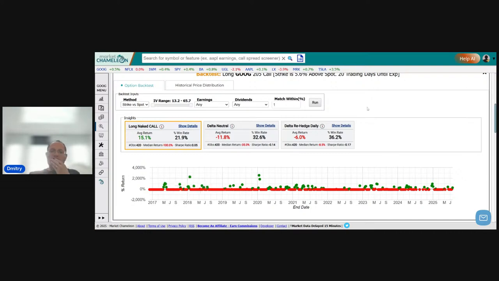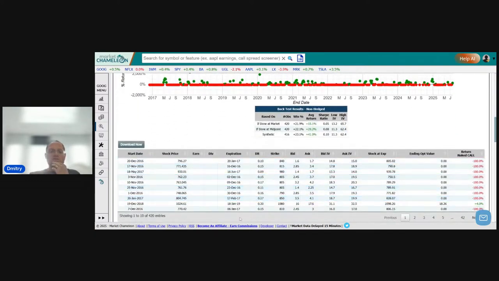Okay, so these are the observations. If we click on it, it'll show you the details. Here's all 420 of them, right? You can tab through them, and what it tells you is, if we looked historically at the start date, this was where the stock price was. This is the expiration we're looking at. These are the deltas of the options. This is the strike price.